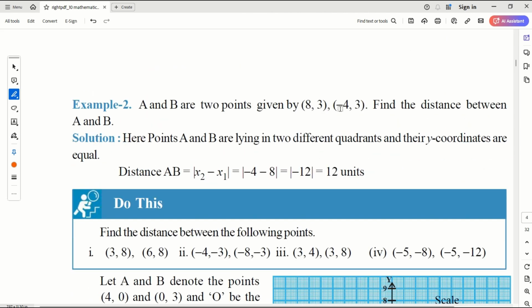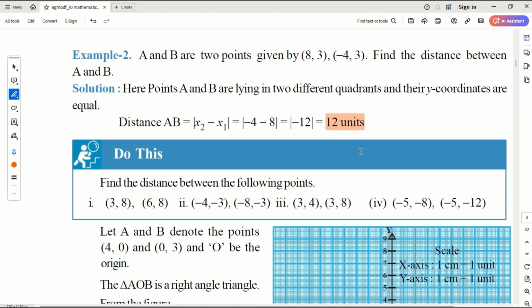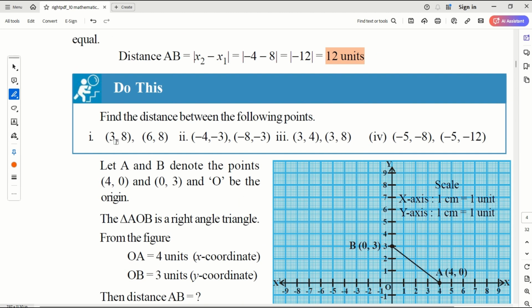So just an example, you can check the example. 2 points 8 comma 3 and minus 4 comma 3. Here y coordinates are same. That means it is parallel to x-axis. So the difference is 8 minus of minus 4, that is 12. 12 units is the distance between those 2 points. Okay. Now we can do this experiment, which is very easy. Here y coordinate is same. So the difference of x coordinates, that is 3, is the distance between these 2 points.